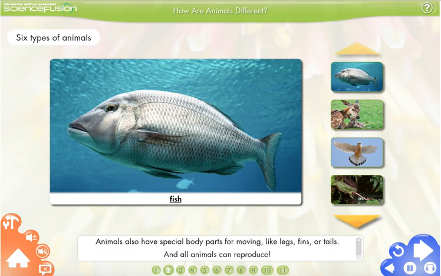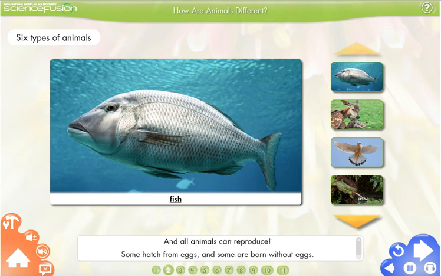And all animals can reproduce. Some hatch from eggs, and some are born without eggs. Click each animal group to see an example of that group. Okay, so we're going to look at the different groups of animals.